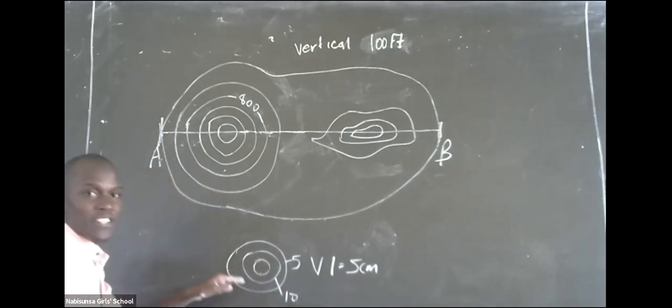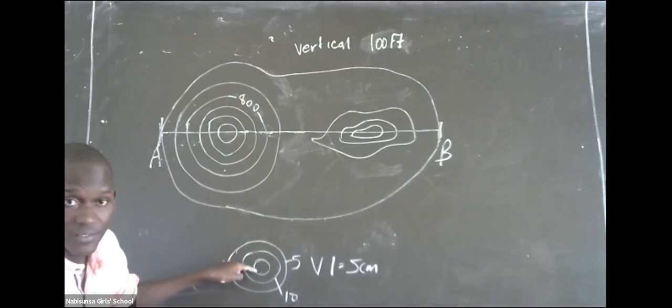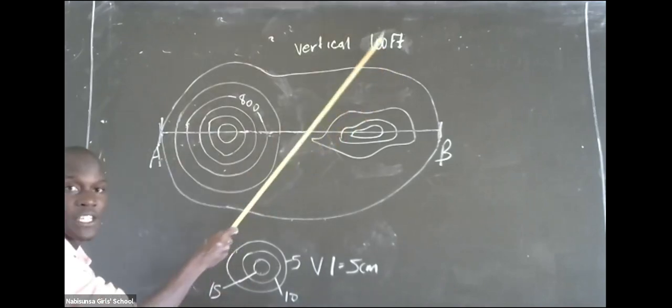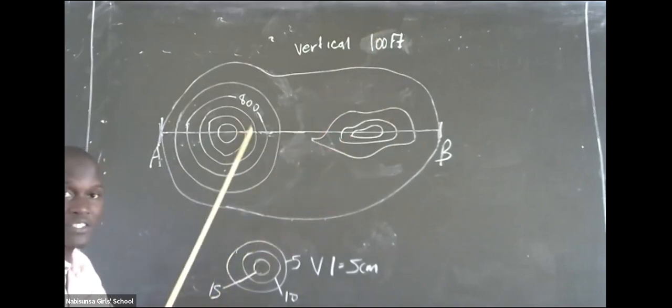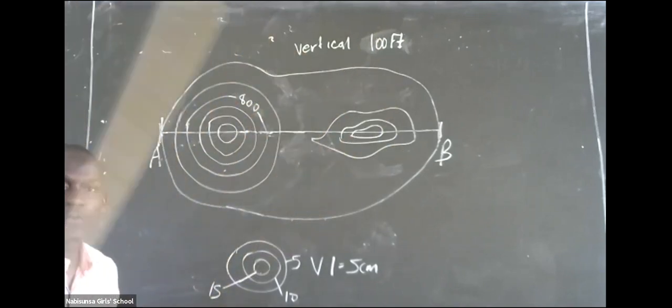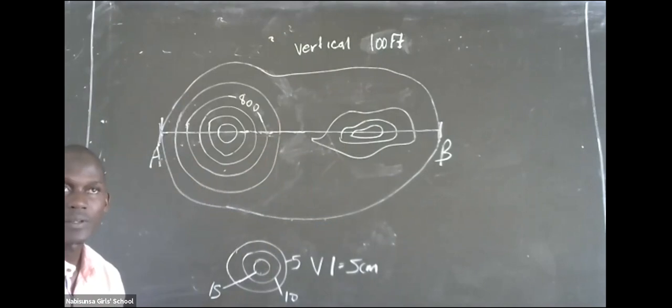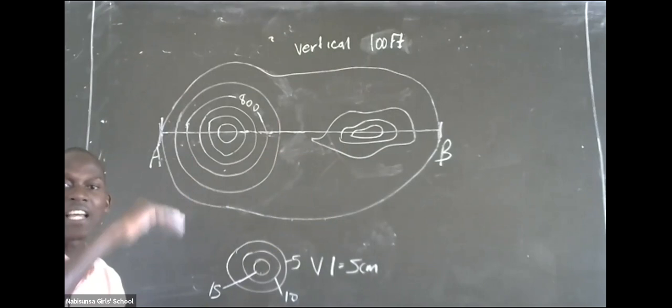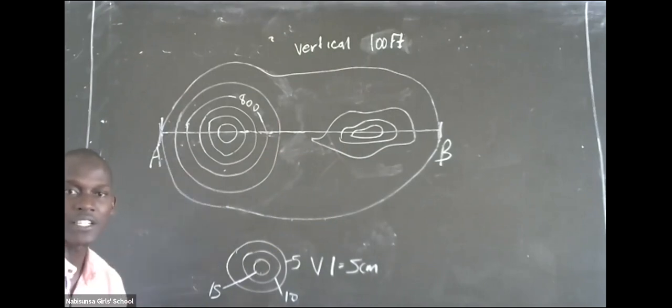Then this one inside is going to be what? 15. It's going to be 15. Are you seeing how important our vertical interval is? 15 centimeters. Yeah. Do you know why we do it like that? Why the smaller one inside is higher than the other one which is outside? Do you know why? No. Okay, we don't know.